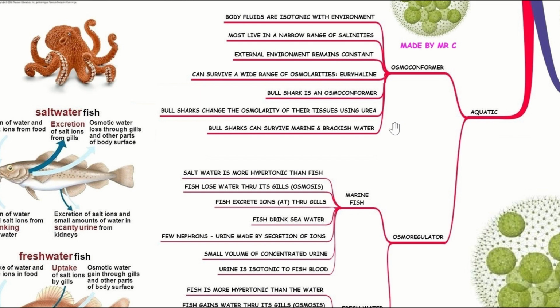So bull sharks can survive in marine and brackish water and, to a certain extent, freshwater. Bull sharks, though, if they're going to go from marine to freshwater, they need to spend a month or two in brackish water to acclimatize.